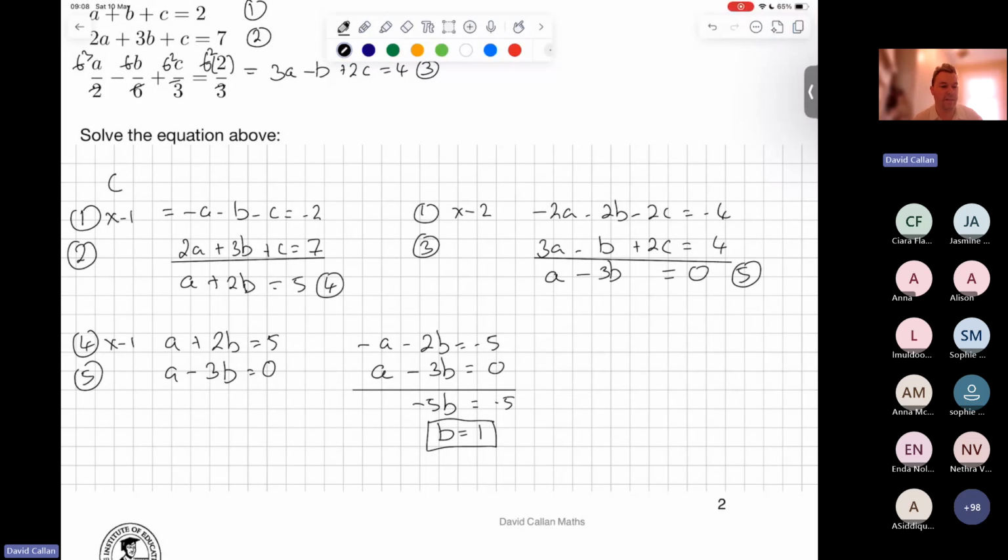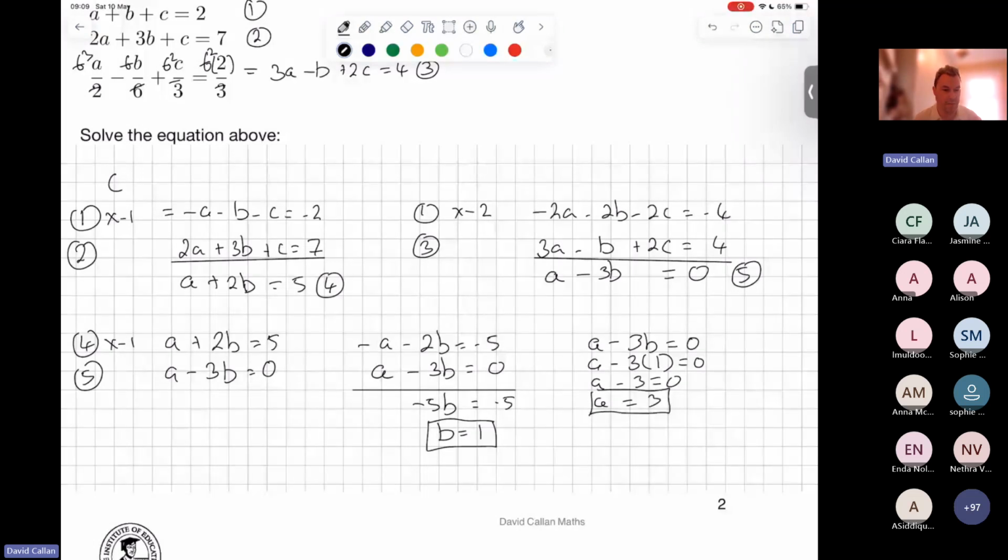Sub your first answer into either equation 4 or 5. So don't go back to the start yet. Whichever one you want to pick there, I'm going to go with equation 5. So I'm going to get a minus 3b is equal to 0. So a minus 3 times, I now know b is 1, is equal to 0. A minus 3 is equal to 0. So therefore a is equal to 3. Now I have my second of 3 solutions.